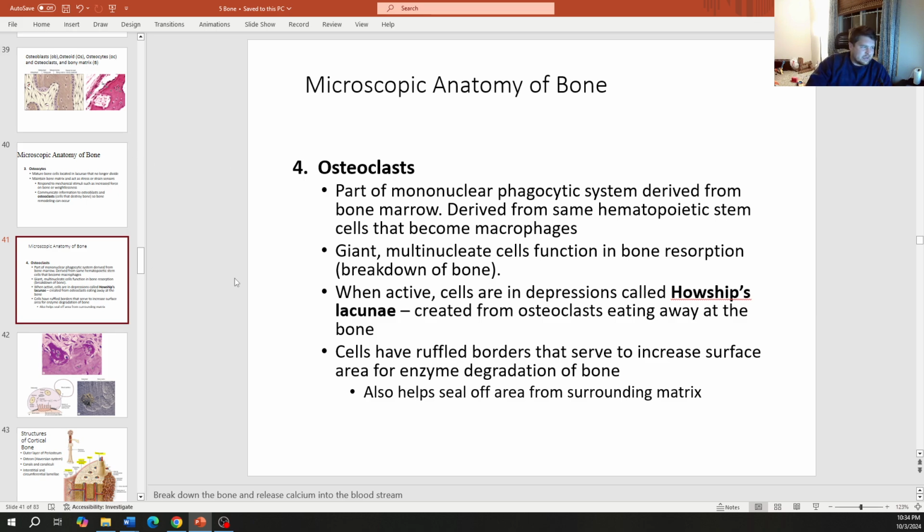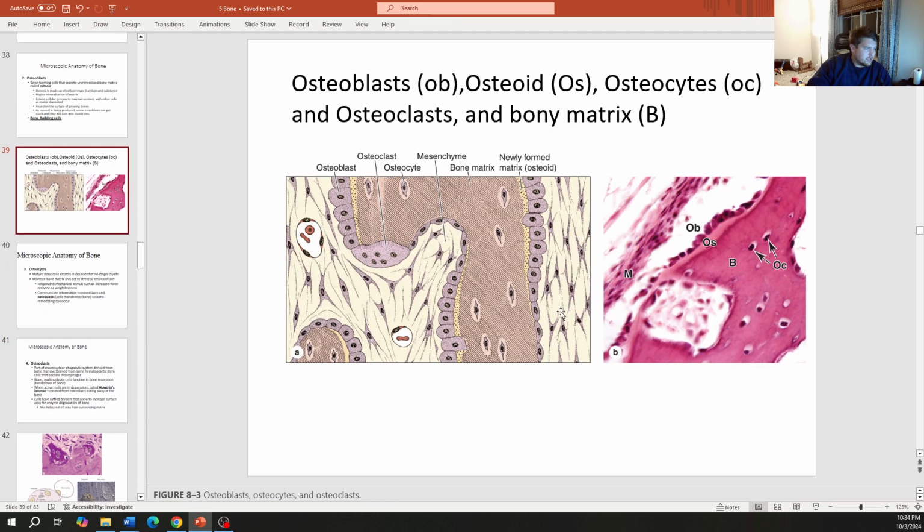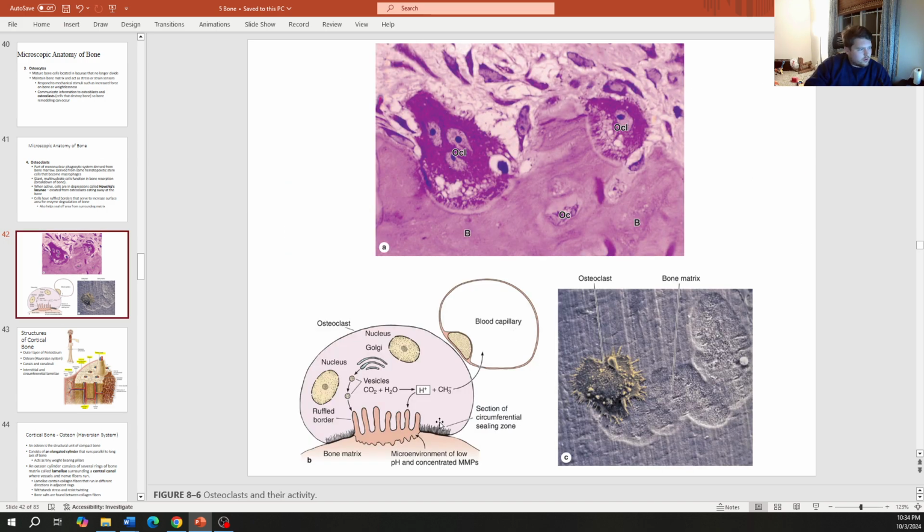And when the osteoclasts are active, as they are dissolving the bone, breaking the bone apart, it creates these little depressions, these little indents called Howship's lacunae. And again, these cells, they have the ruffled borders. This picture right here is the one that I want. You can see the little ruffles, the different shape. It gives it more surface area in order to attach to the bone, and it's a phagocyte, so it swallows the material, it breaks it down, it eats it, breaks it down.